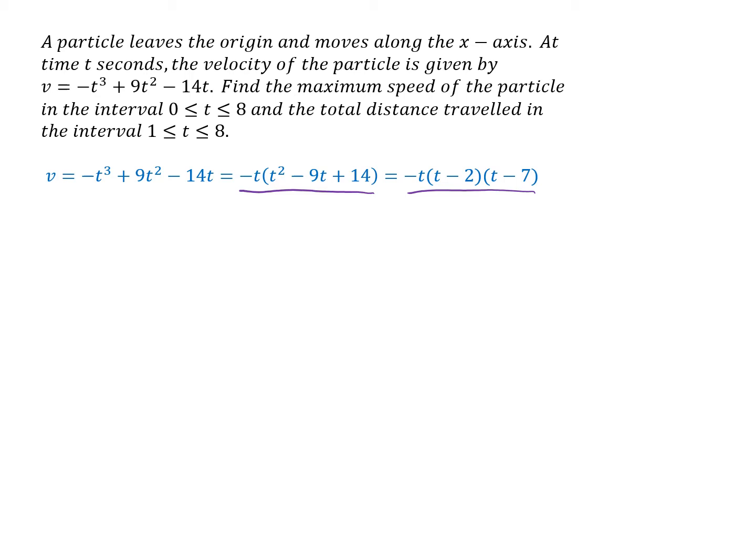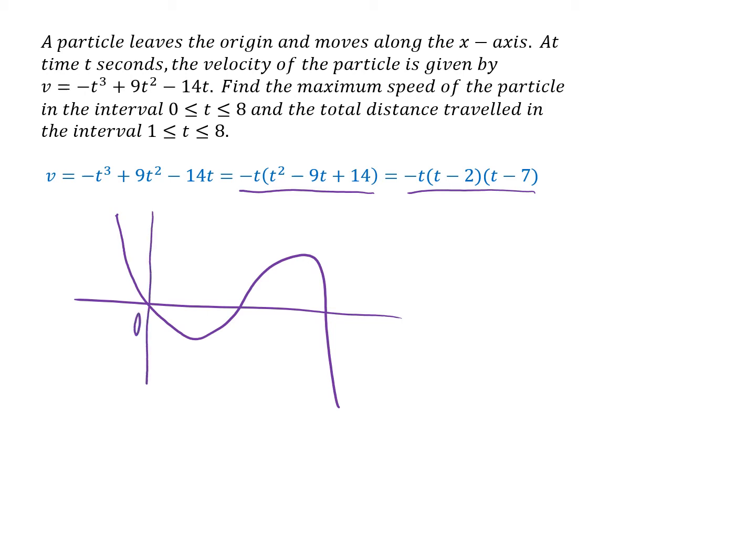It's a negative cubic, so it goes this way, and we know that when t is 0, v is 0, so this is the origin here, and when t equals 2 there and 7 there. But we're looking at the maximum speed of the particle in the interval 0 to 8, so I really need to draw going up to 8, and I don't need this bit before t equals 0. So a neater version of that diagram is here.